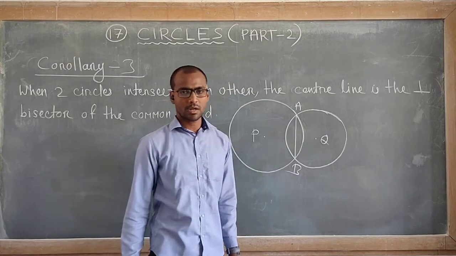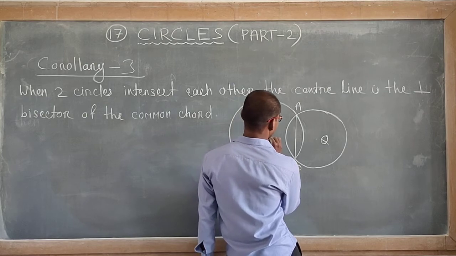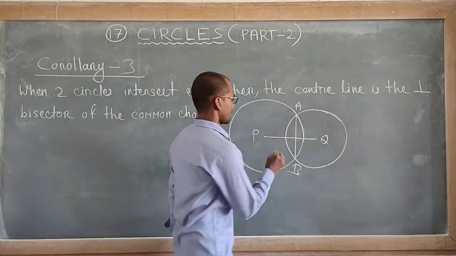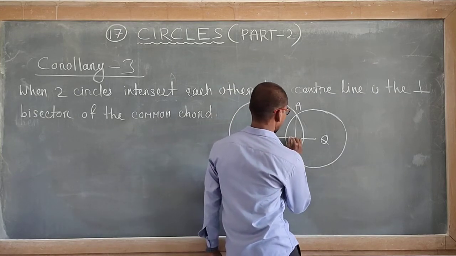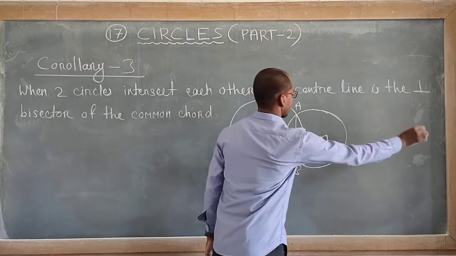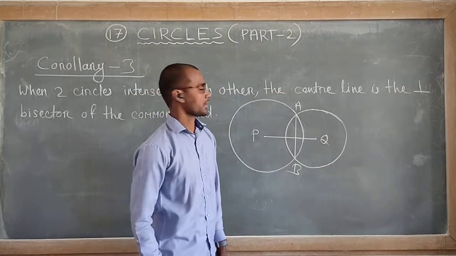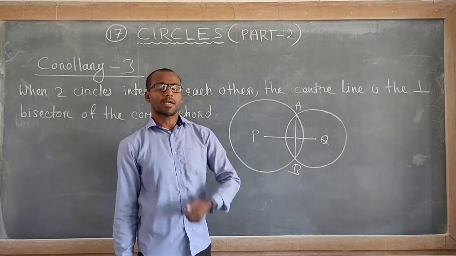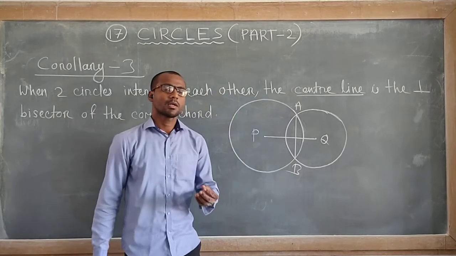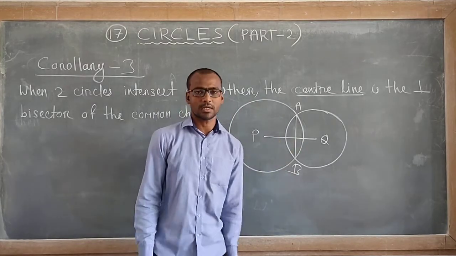P and Q are centers. If you join them, you'll get a line segment. But if you produce it on both sides like this, then we'll get a line. This line is called the central line because it passes through the centers of both the circles. So PQ is the central line.